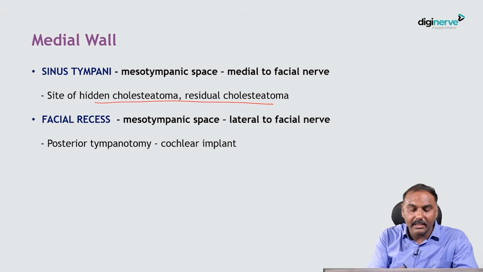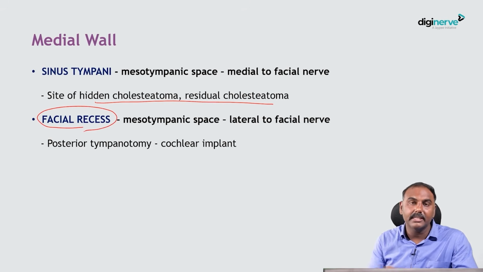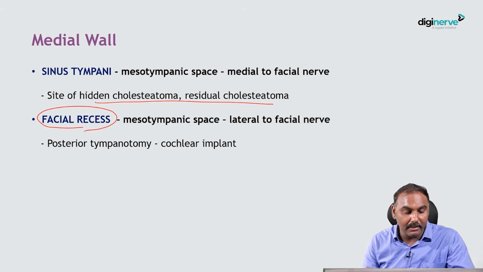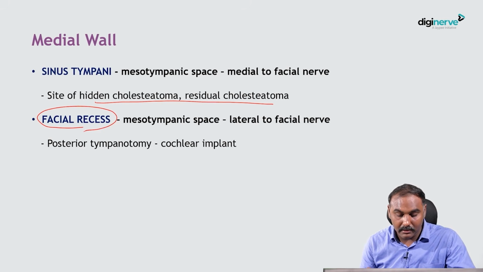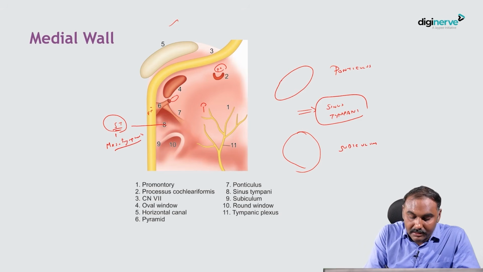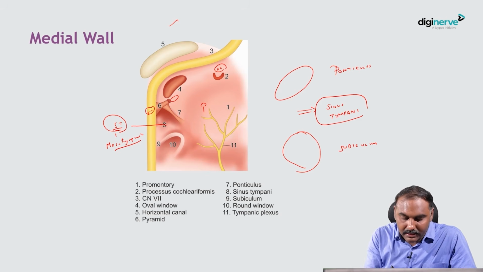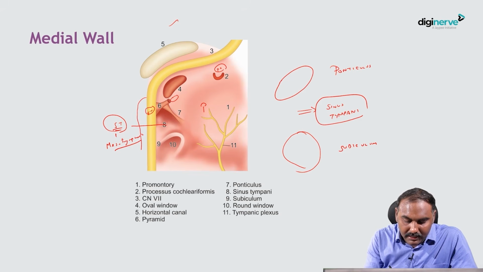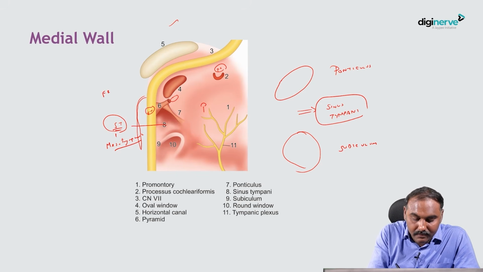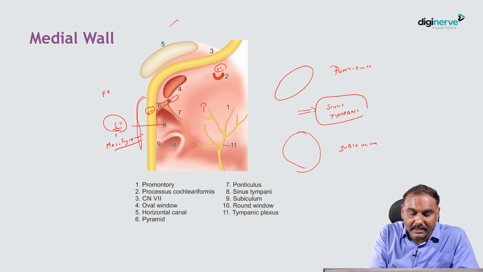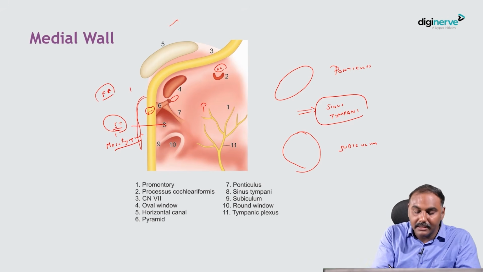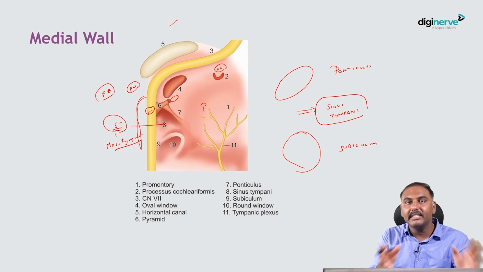Okay, so coming on to the next important space, the facial recess. Facial recess is nothing but, say, when I go to the picture, if this is the facial nerve. We will discuss the anatomy of the facial nerve in a separate chapter. Just lateral to the facial nerve, in the posterior wall, there lies a space, we call that the facial recess. Okay, the facial recess lies lateral to the facial nerve. It lies in this posterior wall of the middle ear. Again, this is a mesotympanic space.